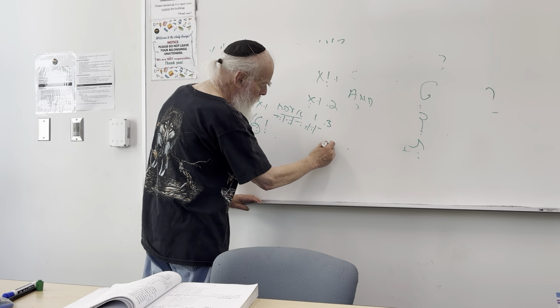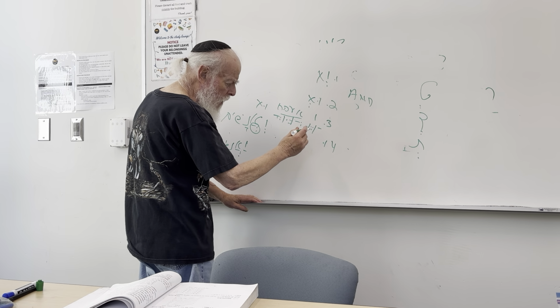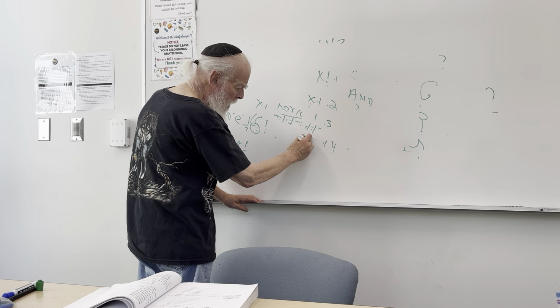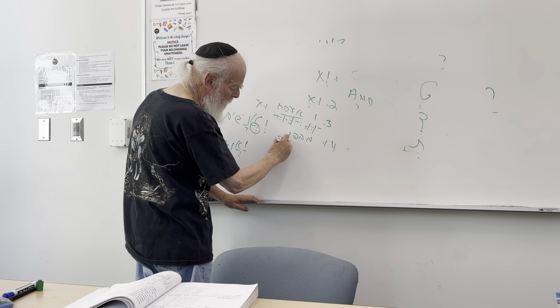Statement number 4. The vav is pointed as a shuruk if the word that it's affixed to begins with the letter mem, letter bet, letter pei, or letter vav.